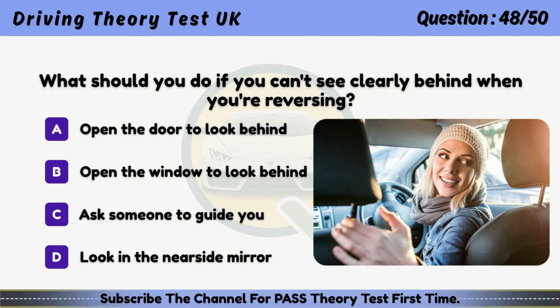Question 48. What should you do if you can't see clearly behind when you're reversing? Option A. Open the door to look behind. B. Open the window to look behind. C. Ask someone to guide you. D. Look in the near side mirror.